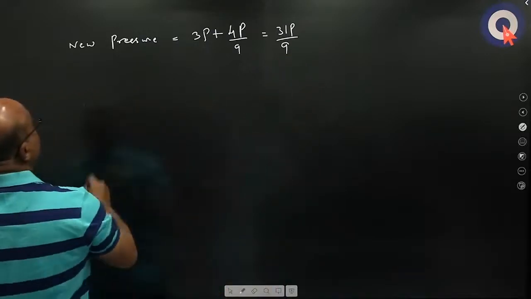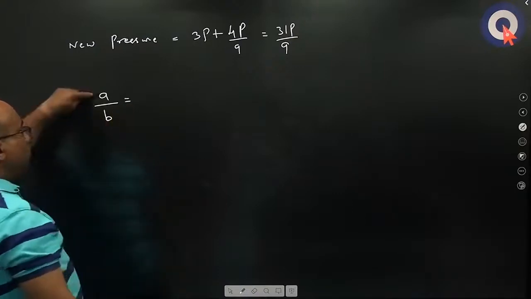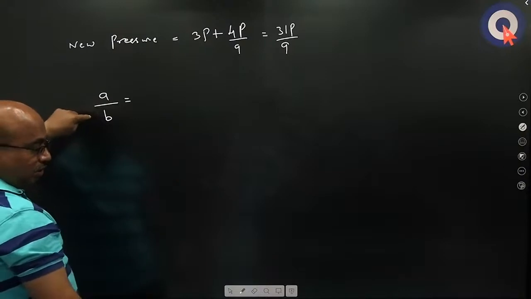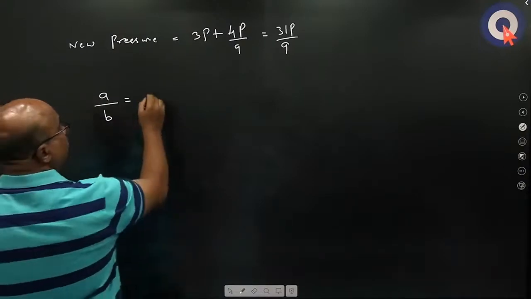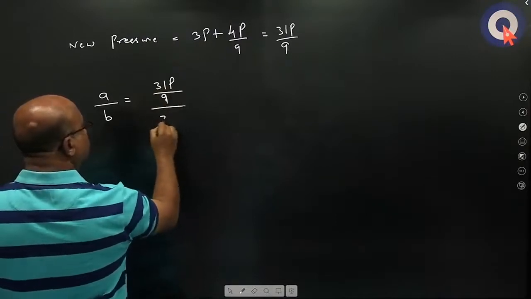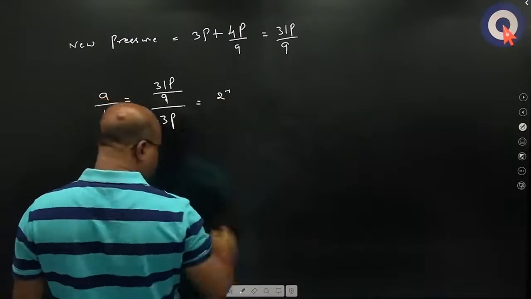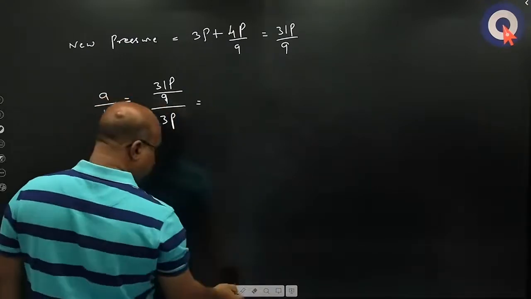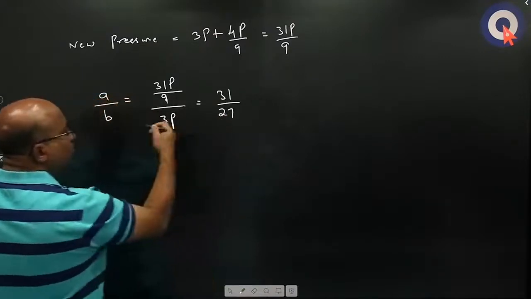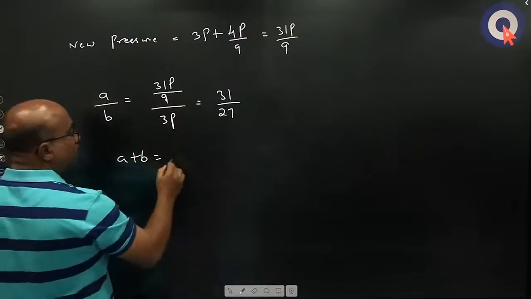Now what we want is A by B, which is nothing but the new pressure to the initial, original pressure. So that is 31P by 9 divided by 3P. So it is 31 by 27. So what is A plus B? A plus B will be coming up to 58.